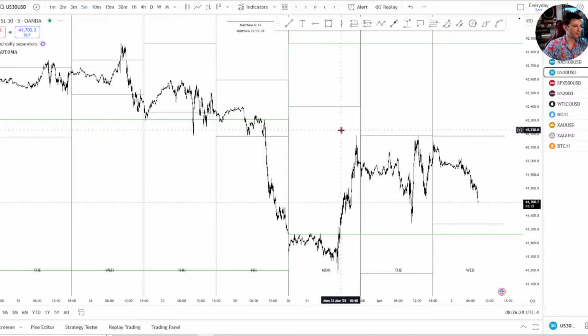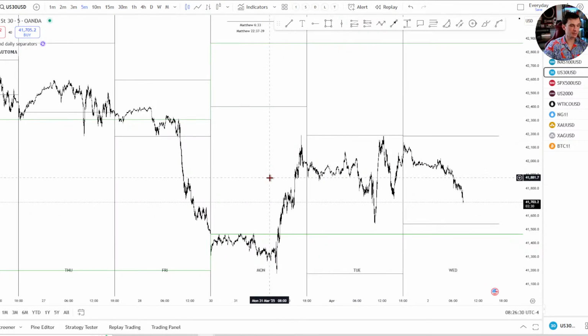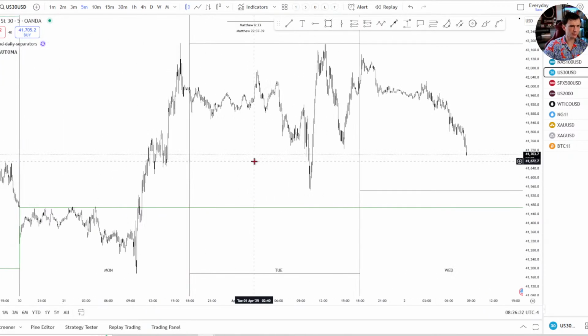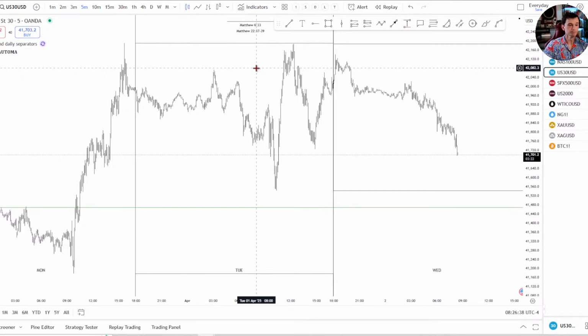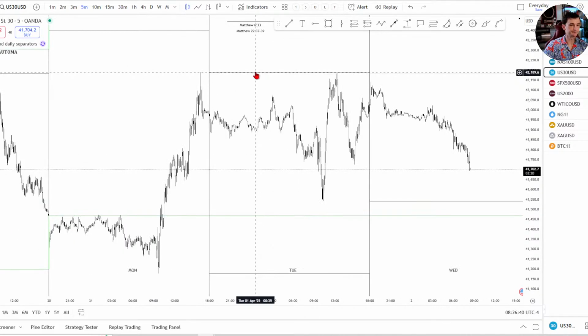All right, so very similar. US 30 had a first green day on Monday. Yesterday, the behavior was a little different. We got the long trade, but we didn't break out and close. It was just a narrow range inside day.